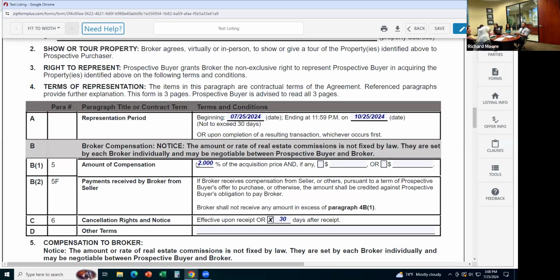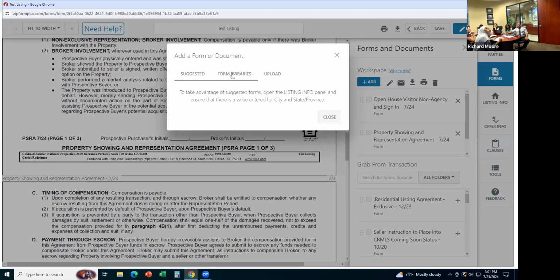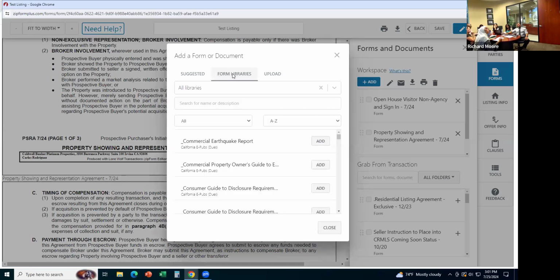So if I wanted to add an addendum saying that if the seller's agent isn't offering compensation for buyer agents, the buyer is only liable for 1%, how would I add that in? If you already have the form open, you click on forms, then click on add form, then click on form libraries here in the middle, and then type in addendum.